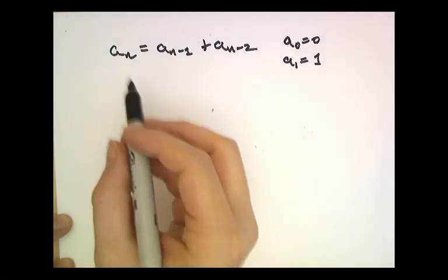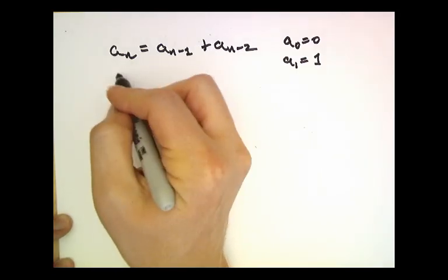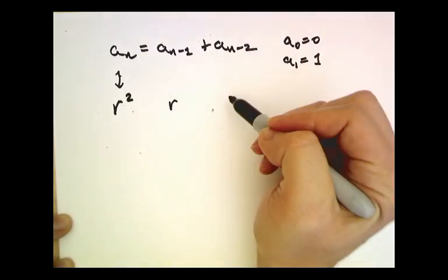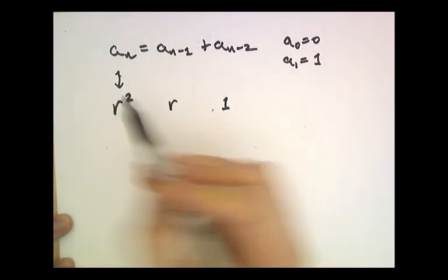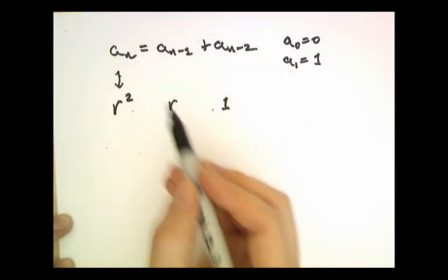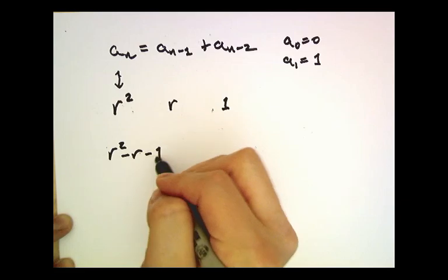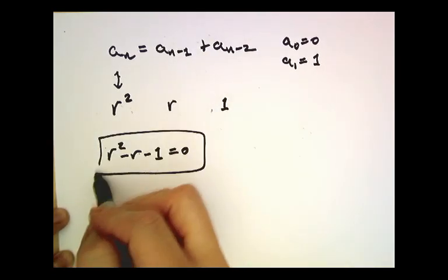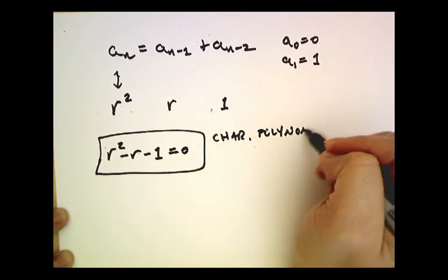This is called the characteristic polynomial. So in this case, this becomes r. This sort of corresponds to r squared. This corresponds to r, and this corresponds to 1. So r squared, r to the first power, and this term becomes 1. And we get, if we were to subtract off these to the left, that r squared minus r minus 1 equals 0. So this is called the characteristic polynomial for this recurrence.